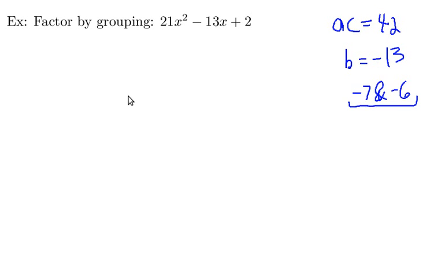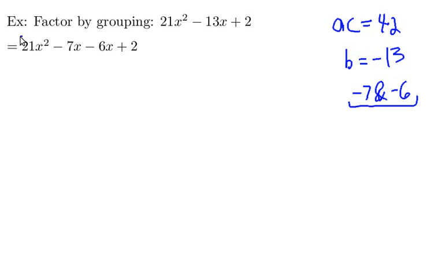Alright, so now we can go ahead and factor by grouping, because we know what the two things are going to be. So 21x squared. I'm going to separate this negative 13x into minus 7x minus 6x, and you can double check that by adding negative 7 and negative 6 to get negative 13.